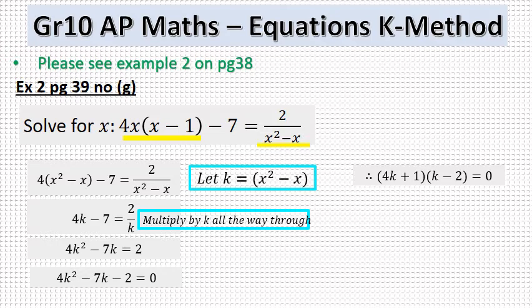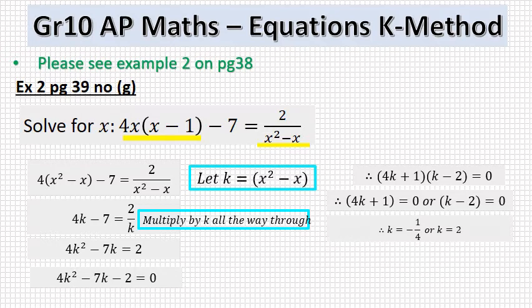Right, now either 4k plus 1 equals 0 or k minus 2 equals 0. So if you were to get k all by itself, we would get k equals negative a quarter or k equals positive 2. I know it feels like we've reached the end, but don't forget, the original question asks us to solve for x, not for k. So now we need to go back to that turquoise rectangle and remember that k actually equals x squared minus x.